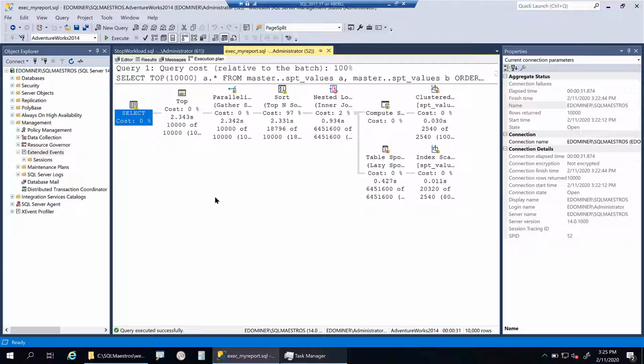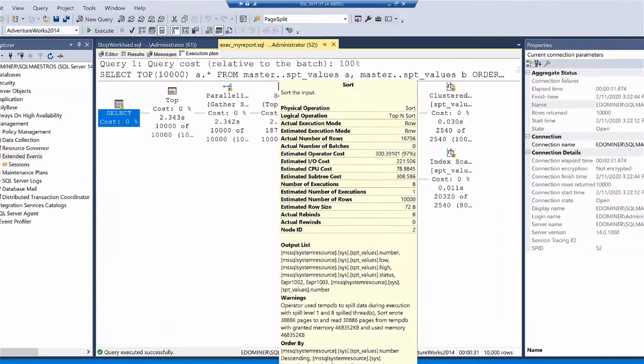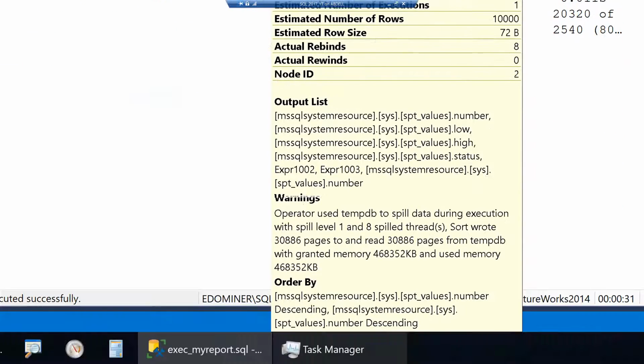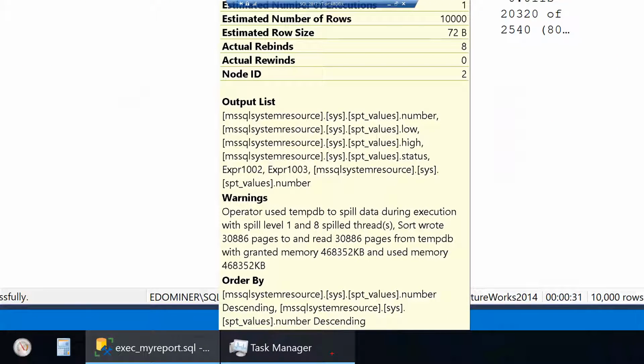And when you look into the execution plan, some things will catch your attention. The first thing that may catch your attention is the sort operator here. If you look at the sort operator, it is taking 97% of the total execution of this workload, and there's an exclamation mark on the sort operator. If I hover over the sort operator, and let me see if I can zoom a bit, and yes I can, it gives me some warning. It tells me that the operator used tempdb to spill the data during execution with spill level 1 and 8 spill threads, and a lot of other metrics out there. So that is one thing that catches my attention.